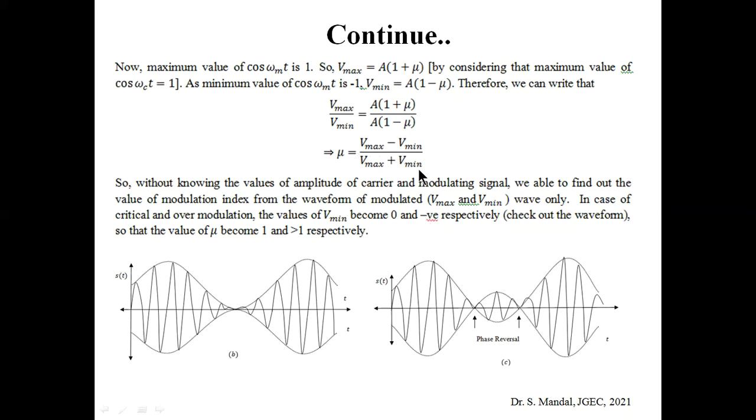So if we give that type of value, we can find out that the value of mu will be greater than 1. In that case, this will be Vmax plus Vmin, and this is Vmax minus Vmin. So mu will be greater than 1. So that is obviously over modulation. We know that for over modulation, the value of modulation index is greater than 1. Okay, so these are the three scenarios for the calculation of modulation index by observing the maximum and minimum voltage of the envelope. Clear? I hope you have no problem.